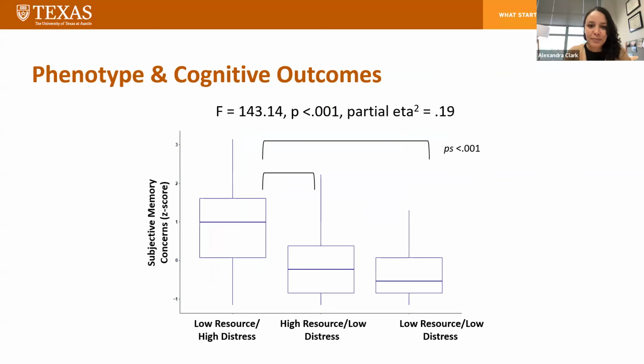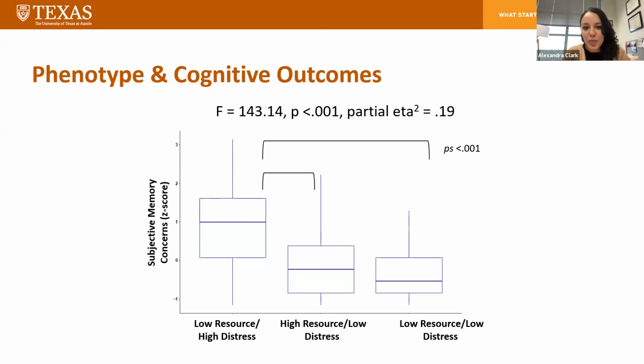Next slide, please. So, not only identifying these groups of people, we've started to ask, all right, well, what do they look like in terms of subjective and objective markers of cognition? And do they differ also on Alzheimer's disease biomarkers?